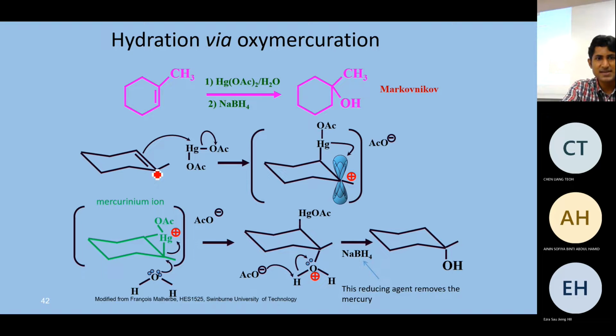This carbocation will be formed here because it is more substituted, meaning it is bonded with two carbons. This other carbon has only one hydrogen attached, sorry, and it has two carbons, so it is less substituted than this one. The carbocation will be formed at this carbon, and of course the hydroxyl group is going to attach. Later on, sodium borohydride, a reducing agent, reduces the mercury off from it.